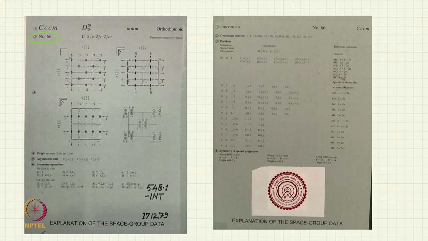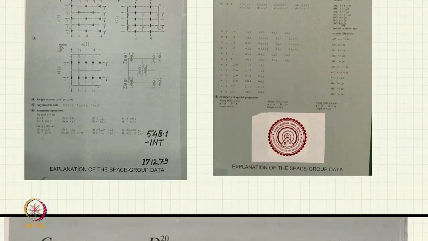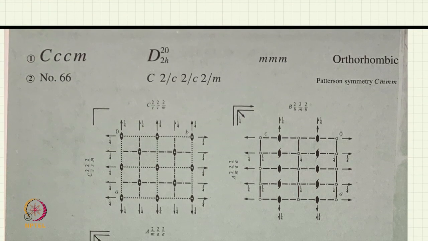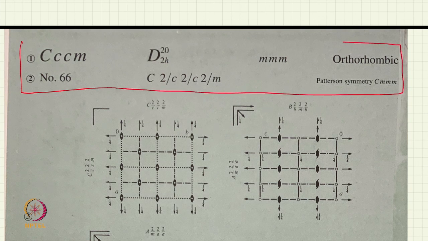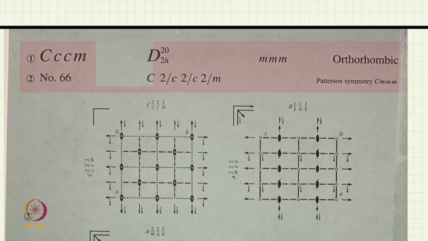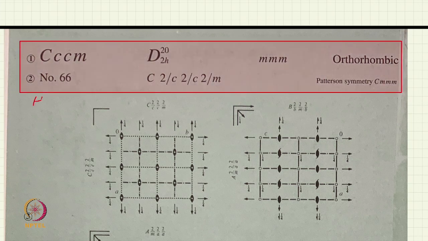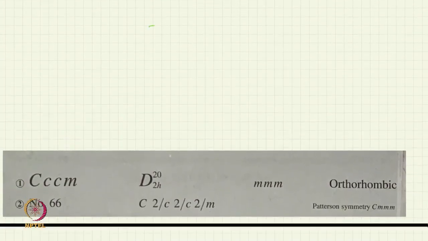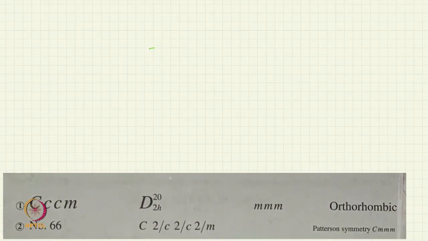So, this is the space group page for a particular space group, two pages devoted to a particular space group. So, let me look at the first page at a little bit higher magnification, and what you see at the top here, this particular information is what is called the headline. This is the headline. So, let us look at the headline in more detail.